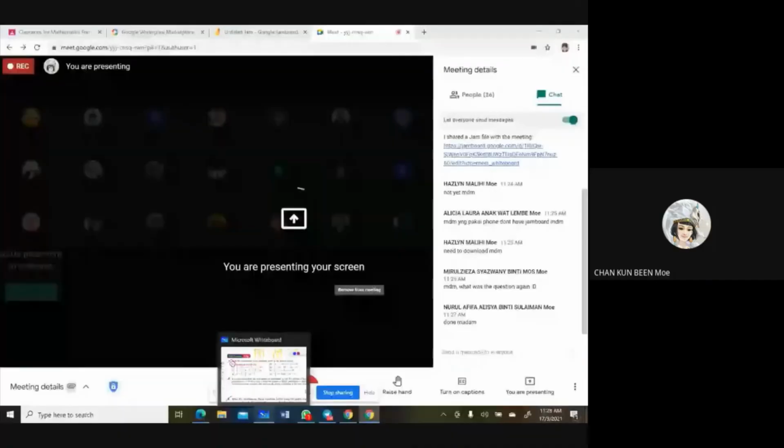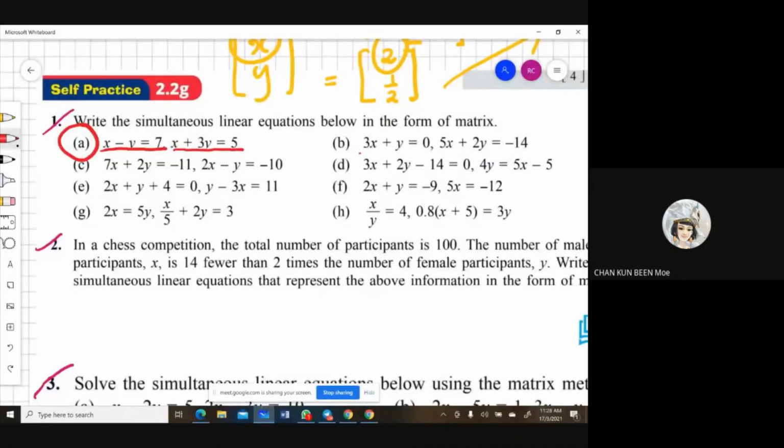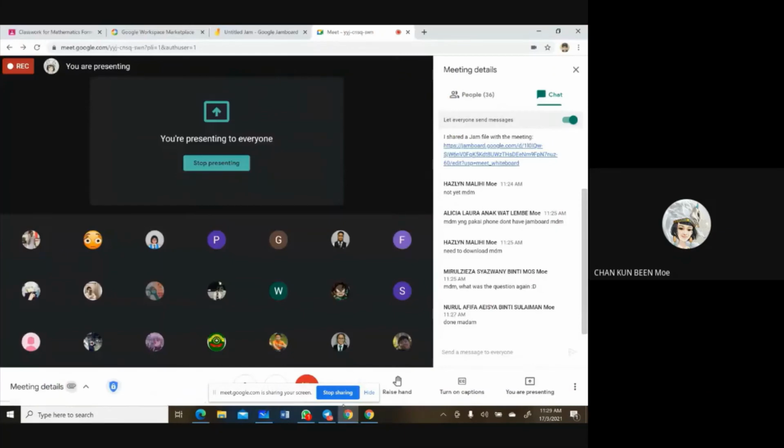Okay, let's move to the second question, class. Aiman, you stop presenting. Thank you, Aiman. Very good job. So the second question here is 3x plus y equal to 0, 5x plus 2y equal to negative 14. So you all write down in your Jamboard. I write down also so that you can present later on.